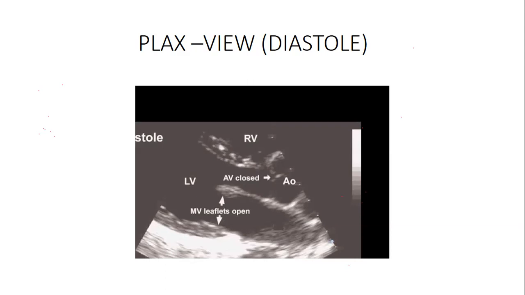Why is the aortic valve closed? Because of the pressure between the left ventricle and the aorta in the systemic circulation. There is no pressure difference yet. This aortic valve will only open when the mitral valve closes. So this is why I'm emphasizing the point of diastole. These mitral valves are open in diastole, and blood will come in.